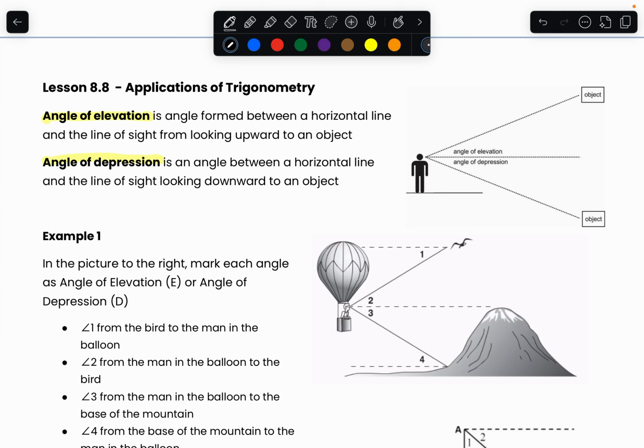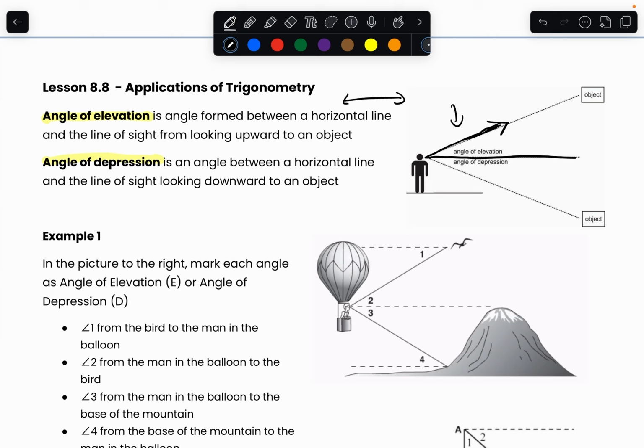Angle of elevation basically means you have an angle that's formed between a horizontal line. First of all, a horizontal line is a line that's like this. So angle of elevation is the angle that's formed between a horizontal line and the line of sight that's looking upward to an object. If you look at this person right here, here's my horizontal line, and my angle of elevation is formed when my other line that forms this angle is going up, pointing upwards. This angle that's formed by these two lines is called the angle of elevation.